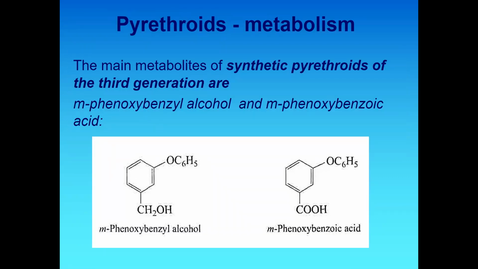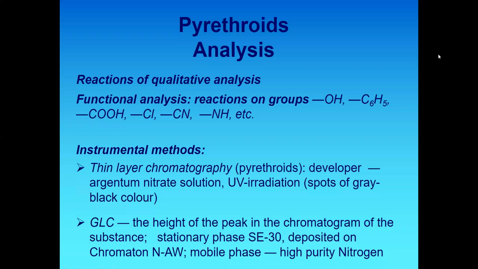Metabolism. The main metabolites of synthetic pyrethroids of the third generation are meta-phenoxybenzyl alcohol and meta-phenoxybenzoic acid. Analysis of pyrethroids. Qualitative analysis is functional analysis, reactions on groups: hydroxy, phenyl, carboxy, and so on. Quantitative analysis: we can use instrumental methods, thin layer chromatography, gas-liquid chromatography.